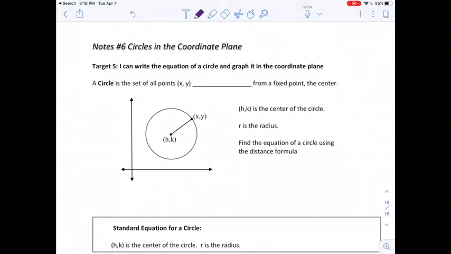Hello and welcome, everybody. This is Note 6, the final notes of the chapter. And it's a lot different than the previous notes because we're talking about circles on the coordinate plane. And a lot of people would find this the easiest notes of the chapter.